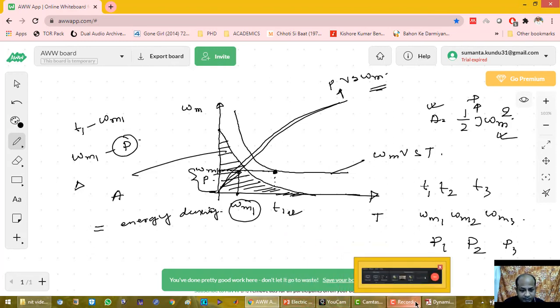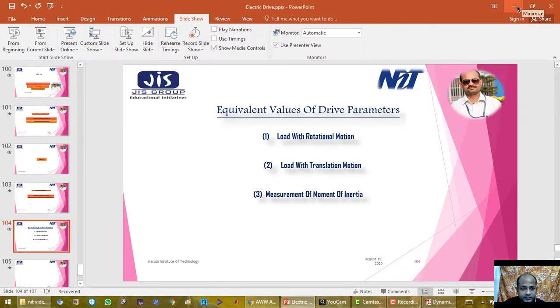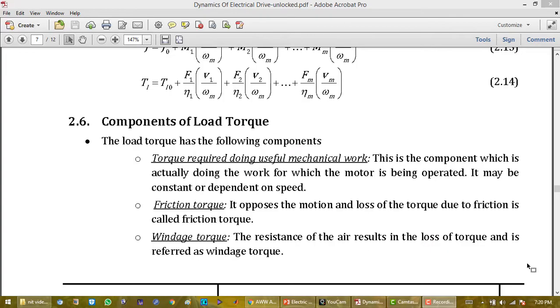Now we are going to discuss different load nature. Okay, so let's start the discussion on different load nature. Now we are going to discuss the components of load torque.